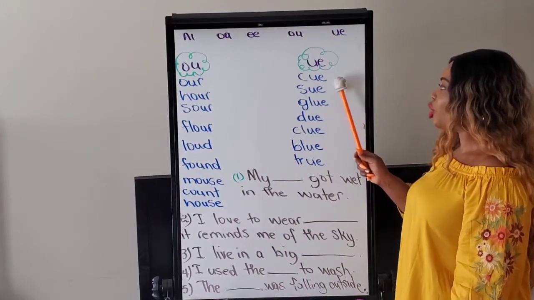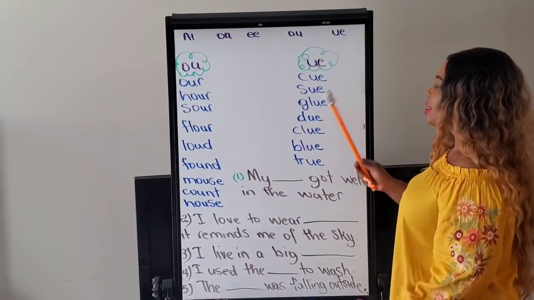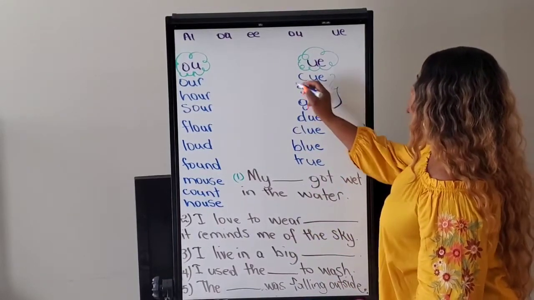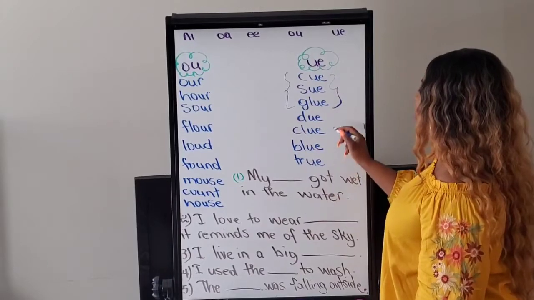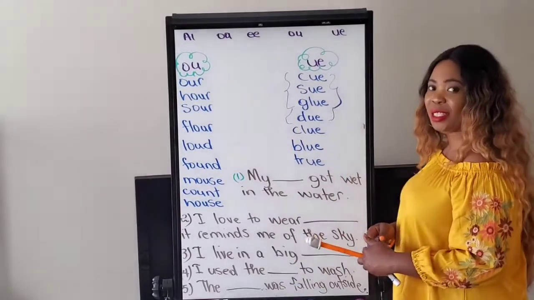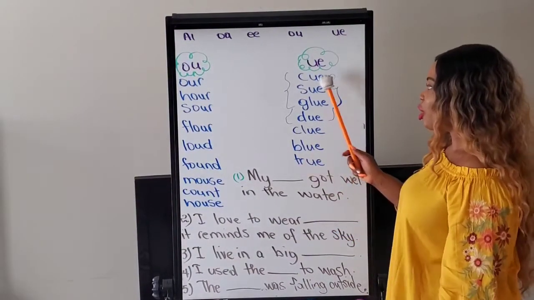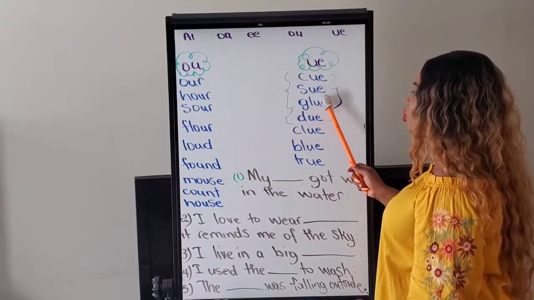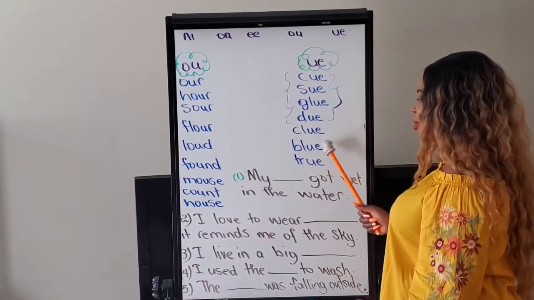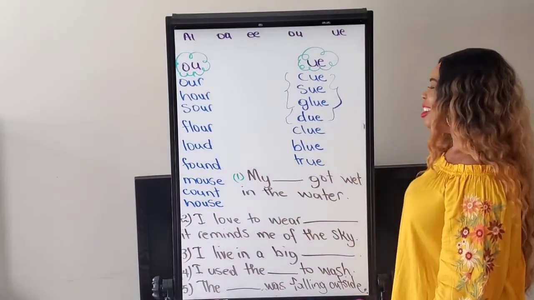So we have Q, sew, glue, and these are all rhyming words. These are what we would call rhyming words, right? They end with the same sound, so they have the same ending sound. So those are called rhyming words. You hear it? Q, sew, glue, dew, clue, blue, true. Yes, it rhymes. All right.